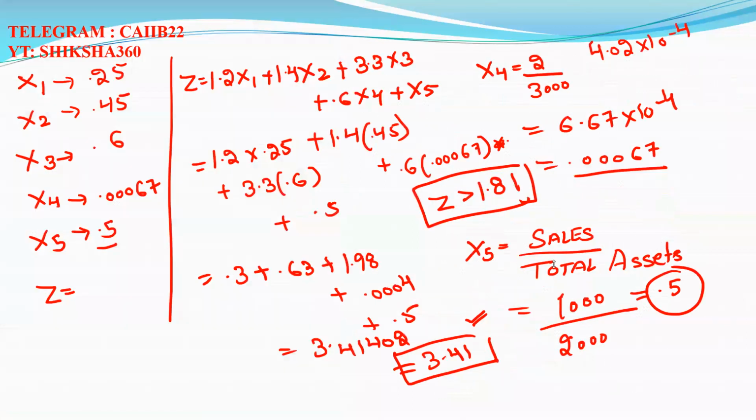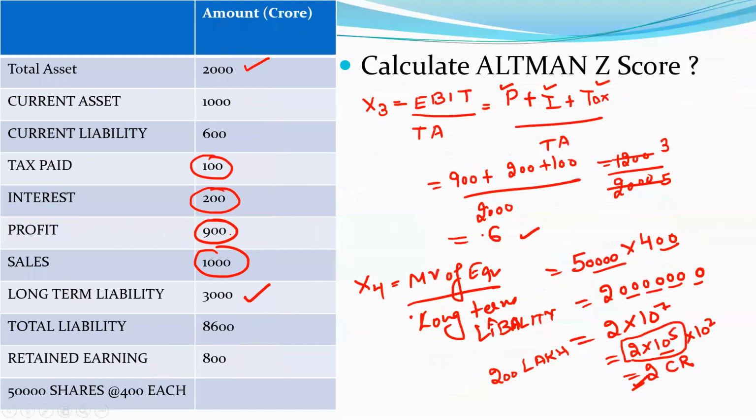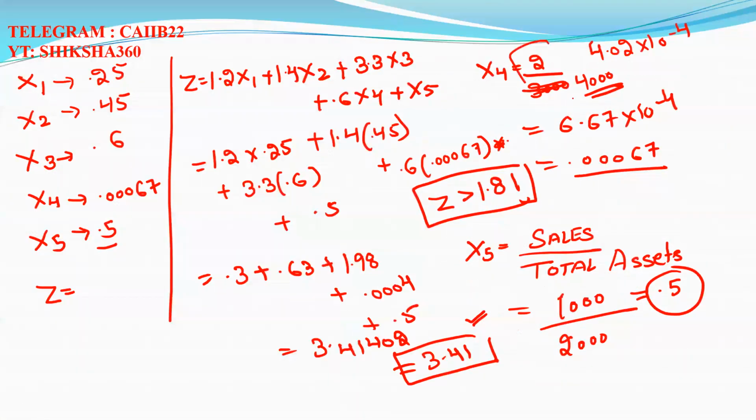Here it is given as 4,000 crore. Basically here we will write it as 3,000. So write it as 4,000 crore. Clear? Here they have given 4,000 crore. Long-term liability is basically 4,000 crore. Clear? So please correct according to that.